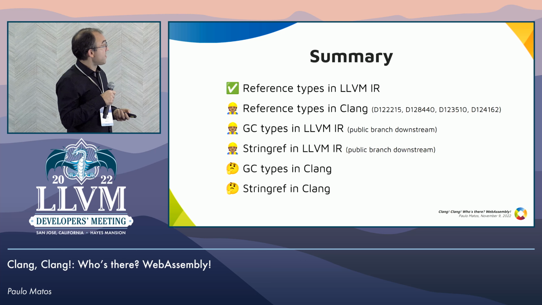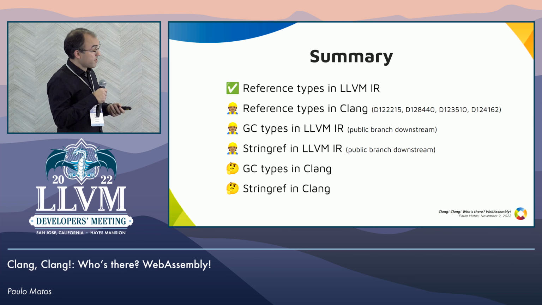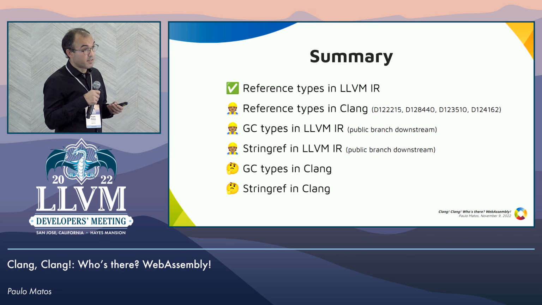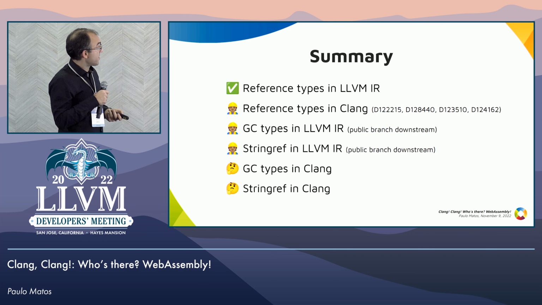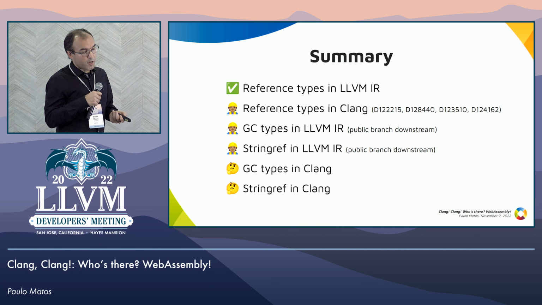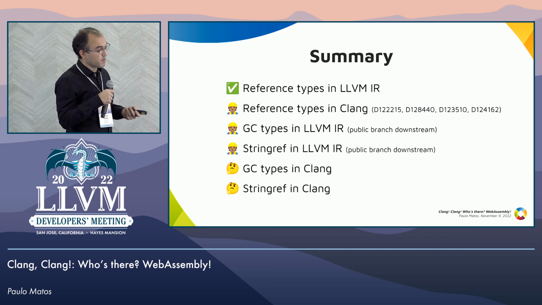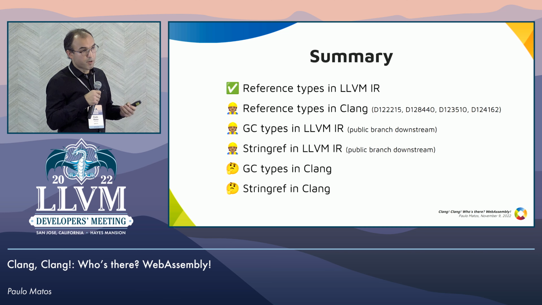And so this is the summary. The reference types in LLVM is implemented, it has landed. We have patches for the second reference types in Clang, and we're working through the remaining items, and the last two are still a lot of research and prototyping, etc.